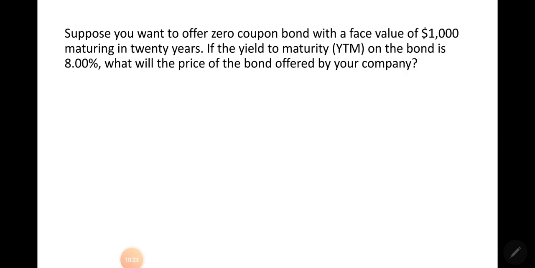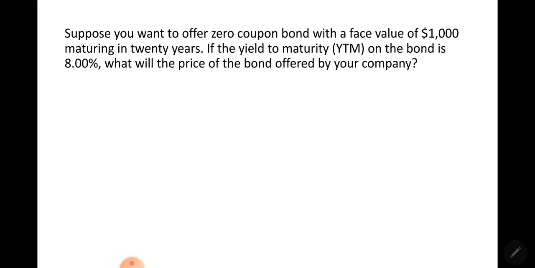Now moving to a zero coupon bond question. So suppose you want to offer a zero coupon bond. Again, you need to understand what a zero coupon bond is. Over here you will have no interest payments at all. So you will purchase the bond currently at a discounted price, and let's say 20 years later you will get back the par value. So there is no coupon payment over here. The coupon rate is 0.